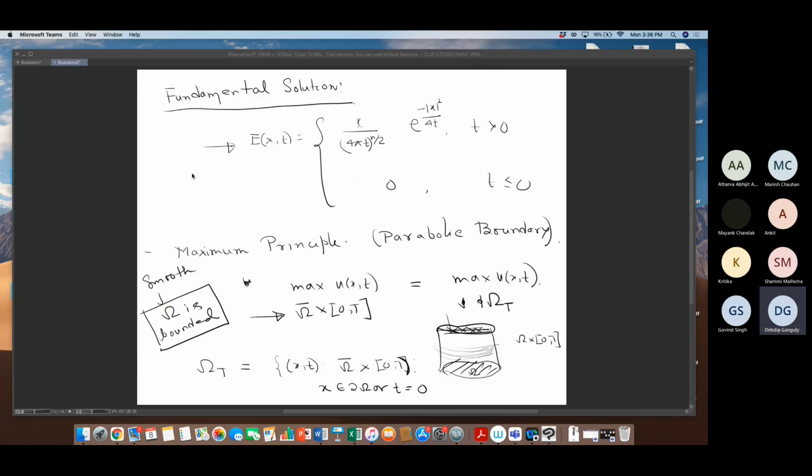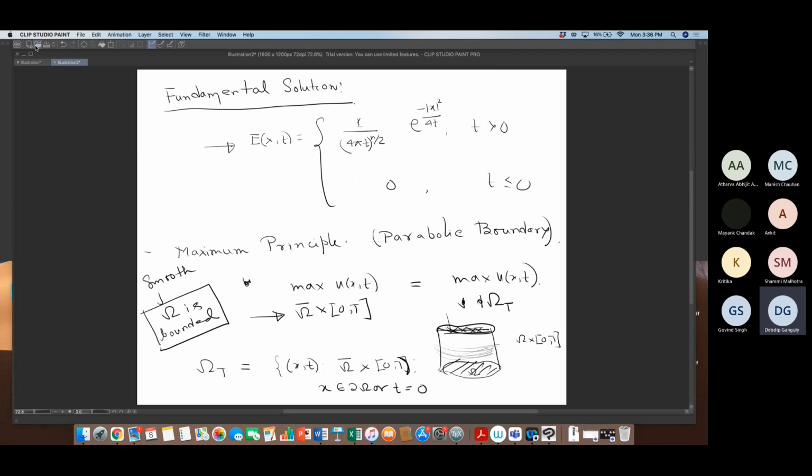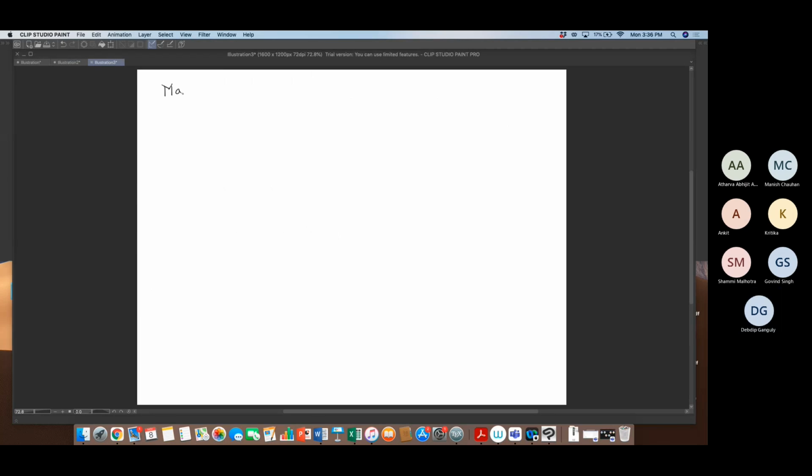Now we will be doing a very important maximum principle for the Cauchy problem. That means we want to treat the case where the boundedness of Omega is relaxed. That means we will be studying the maximum principle for the Cauchy problem.